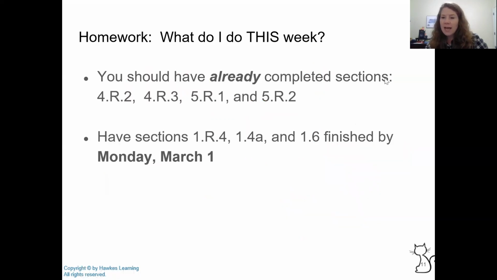All right, well, that's all I have for my notes. So I hope that helped you guys. By the end of this week, you should have already completed sections 4R2, 4R3, 5R1, and 5R2. And then by Monday, you guys should have these 3 sections done in Hawkes Learning: 1R4, 1.4a, and 1.6.